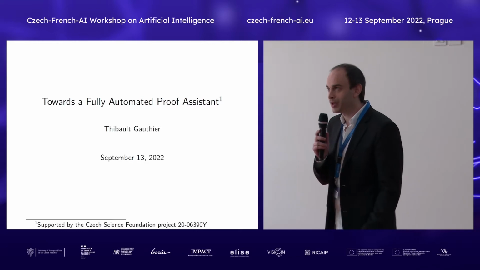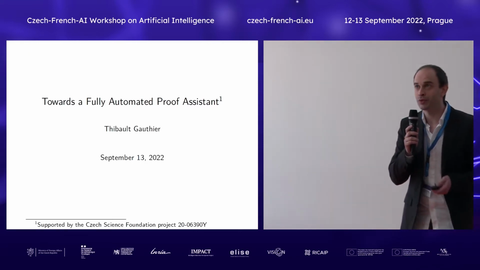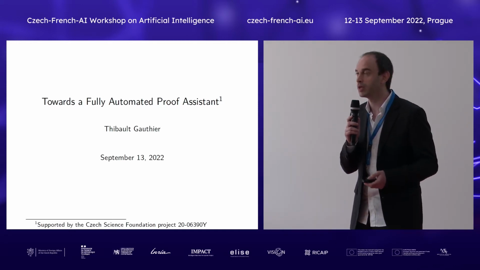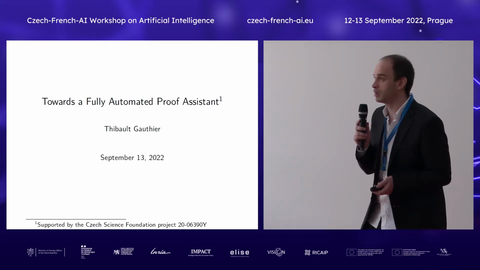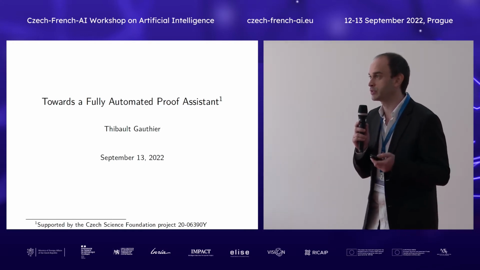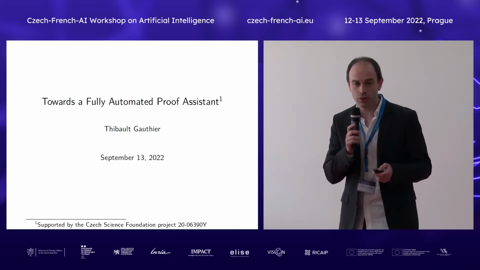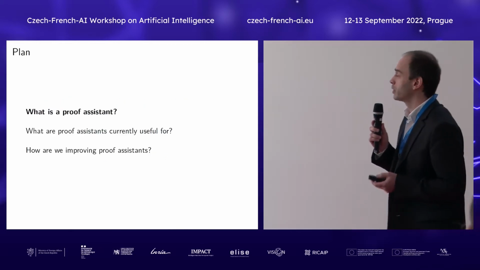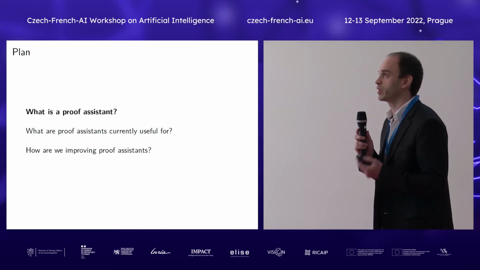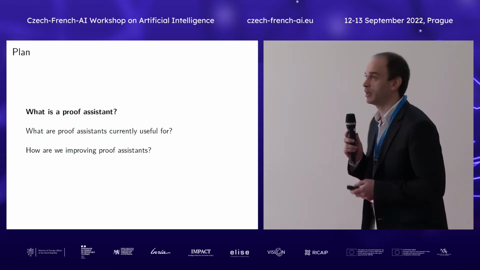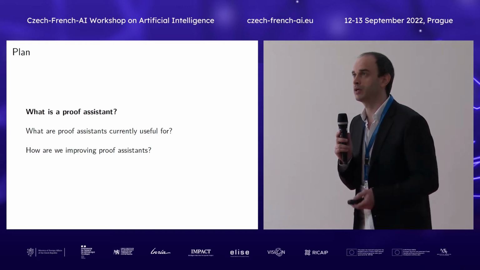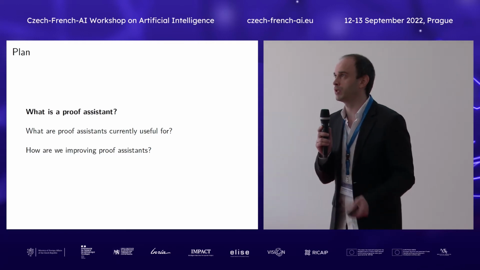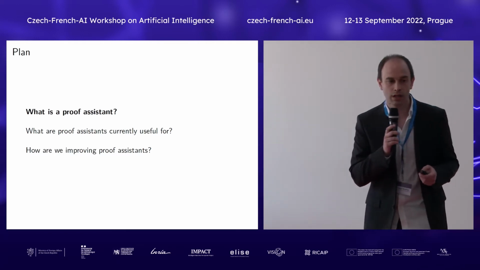Thank you. So, hello everyone. My talk will be focused a bit more on the mathematical side of verification. And proof assistants are actually the software that does the verification. So, the talk is divided in 3 parts. The first part is we will answer the question, what is a proof assistant? And then we will show what they are useful for. And then we will show how we are improving proof assistants.